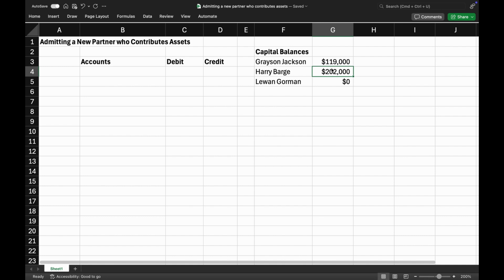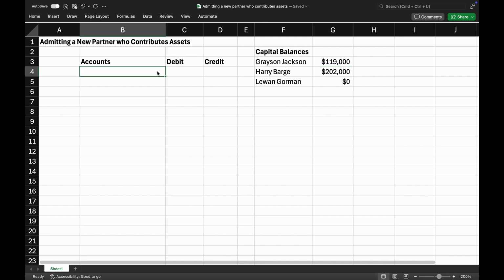Let's say that after the tangible assets have been adjusted to current market prices, the capital accounts of Grayson Jackson and Harry Barge have balances of $119,000 and $202,000 respectively. Luane Gorman is to be admitted to the partnership, contributing $80,000 cash to the partnership, for which he will receive an ownership equity of $104,000. All partners share equally in income.